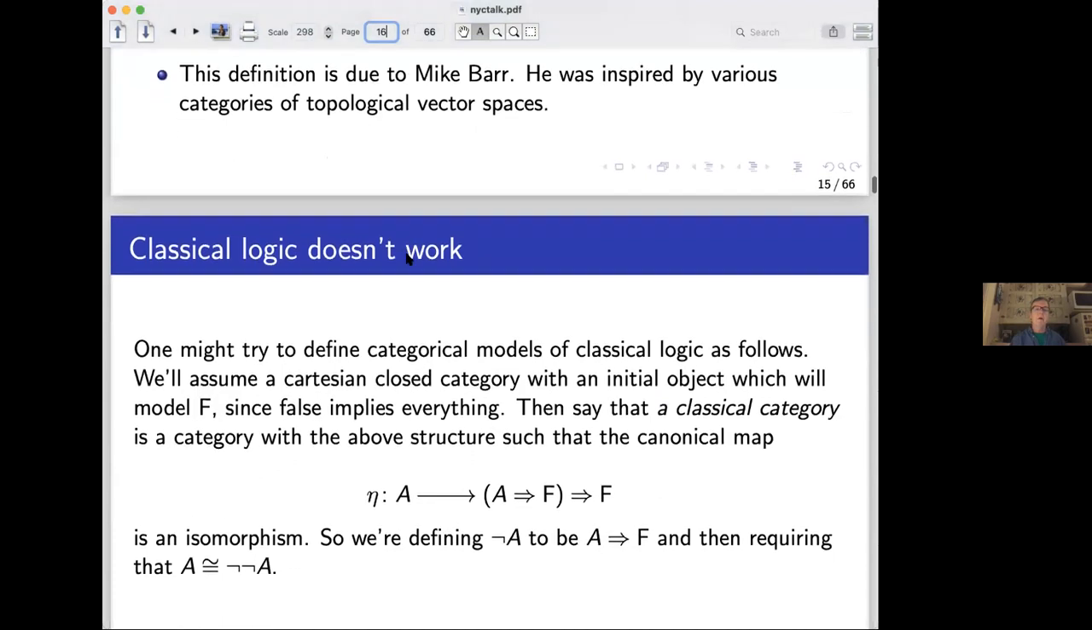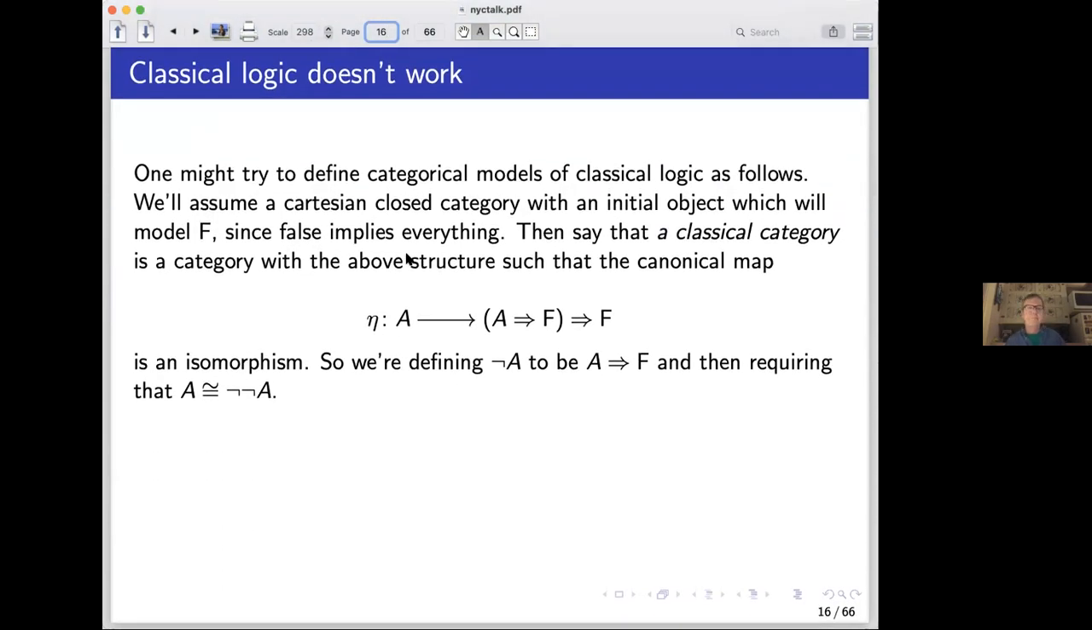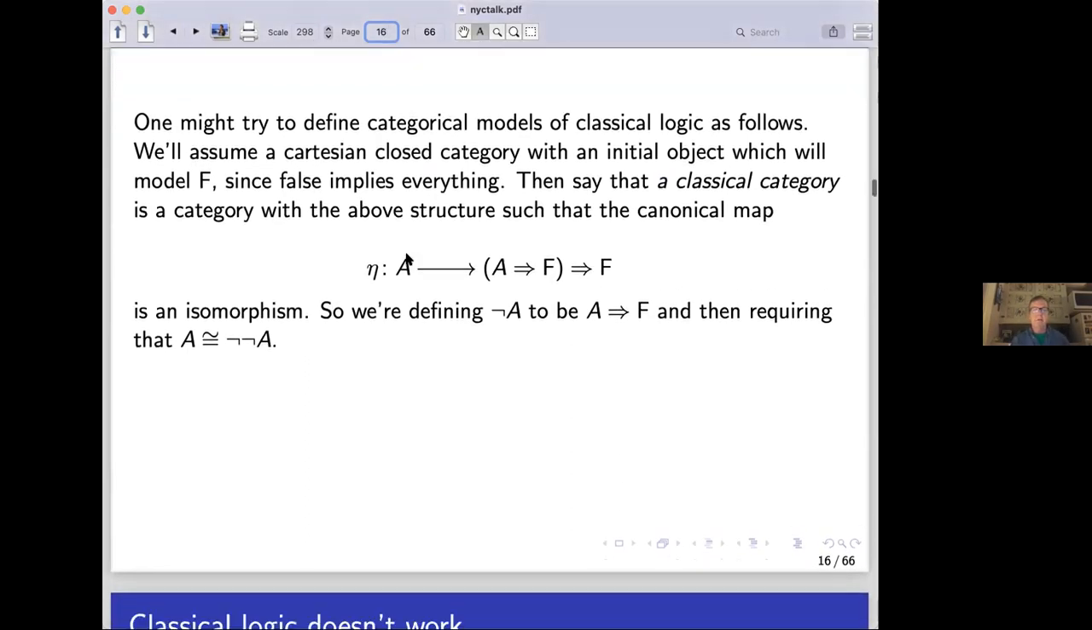So, as I mentioned a minute ago, classical logic doesn't work. And so if you tried to model classical logic in the naive way that I've been suggesting, what you would say is the following. I'm going to say that not A, as it is defined in traditional propositional logic, is the same thing as A implies F. And F is typically modeled by the initial object because false implies everything. And so what I would try to say is a classical category is a category that's Cartesian closed, has an initial object such that this map here, the map that goes from A to A implies F, is an isomorphism.